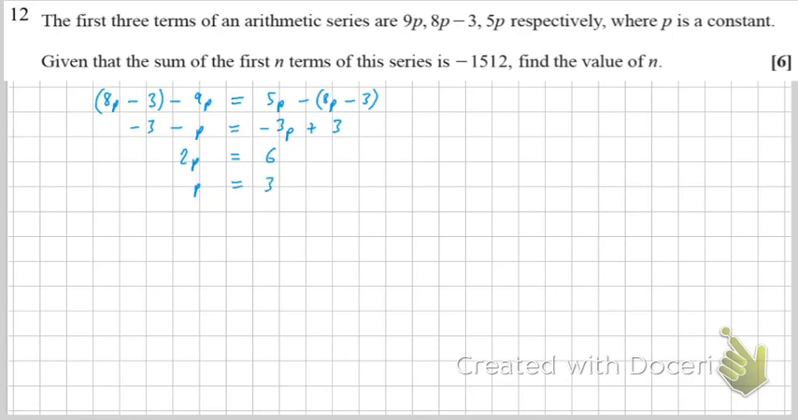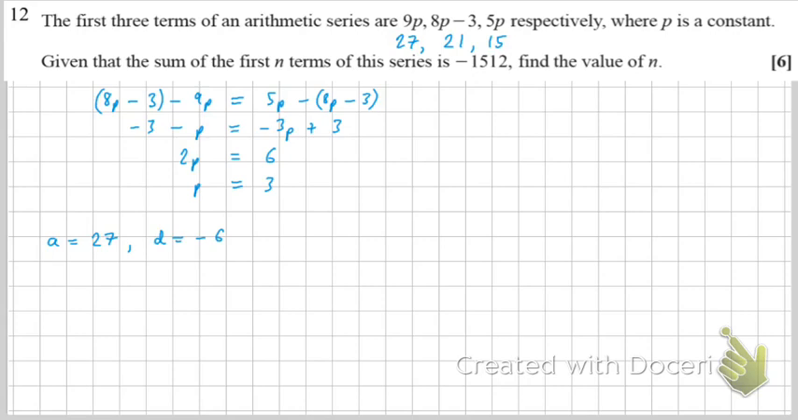But arithmetic progressions don't require us to know p, do they? They require us to know a and d. Well, it's very easy to work out a, because look, the first term is 9 times 3, which is 27, and we can very quickly substitute our value of p to work out the other 2 terms. It should be 21, 15, and we can see clearly therefore that d is minus 6.